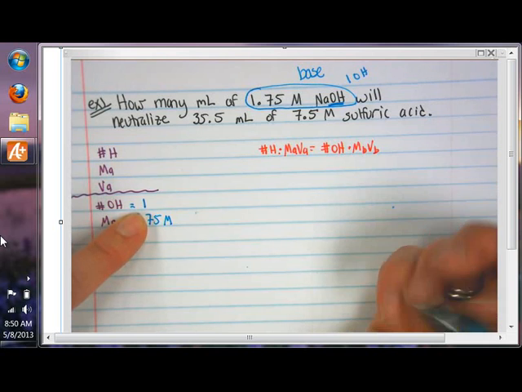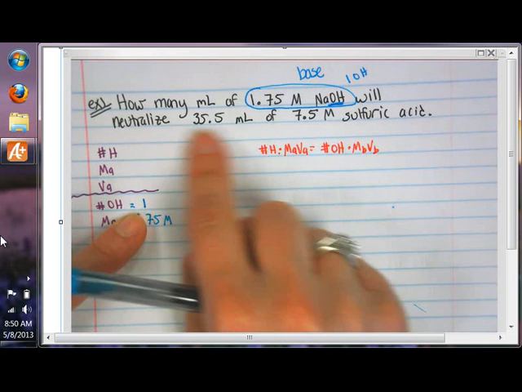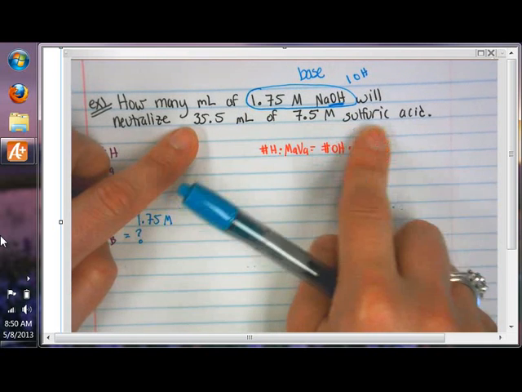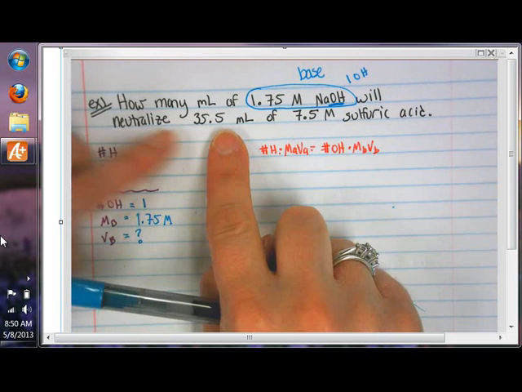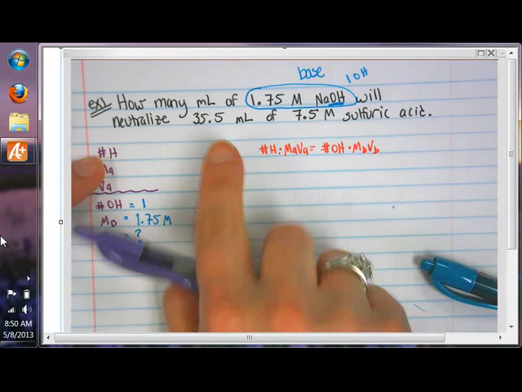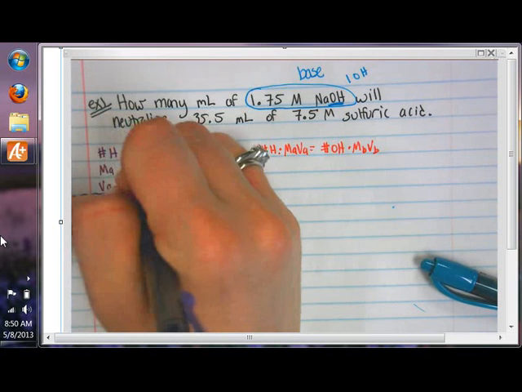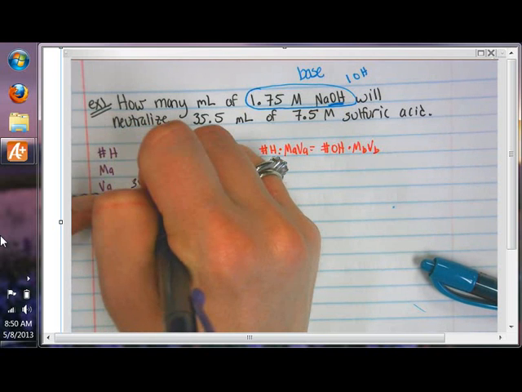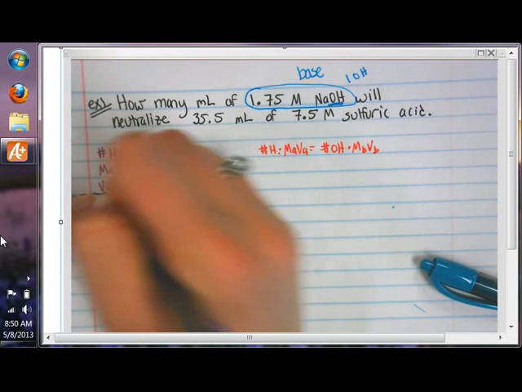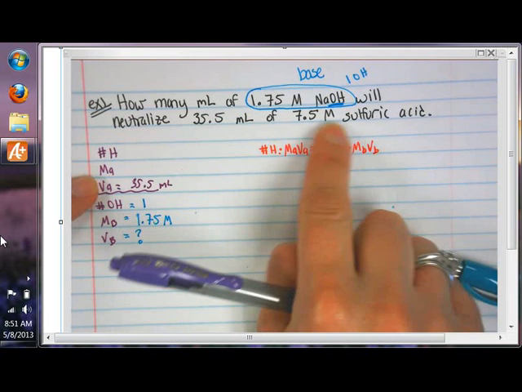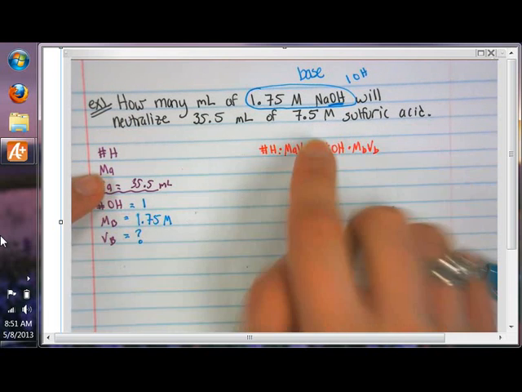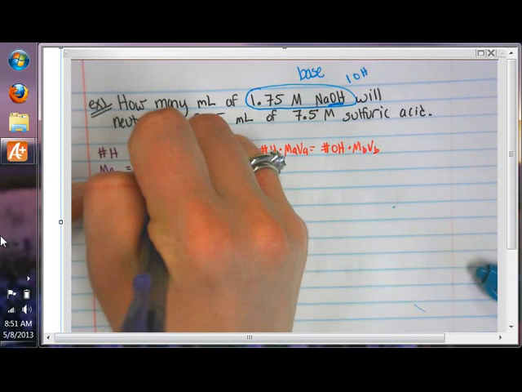We'll neutralize this many milliliters of this molarity acid. So this is my volume of my acid right here. So that's my VA, 35.5 milliliters. Molarity of my acid, so this is 7.5 molar. And the number of H's.